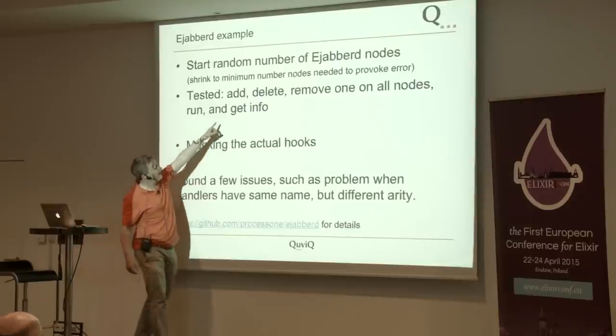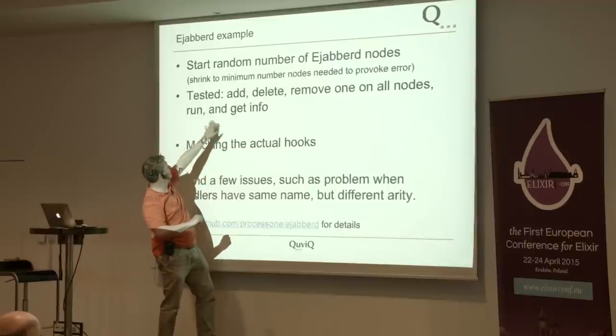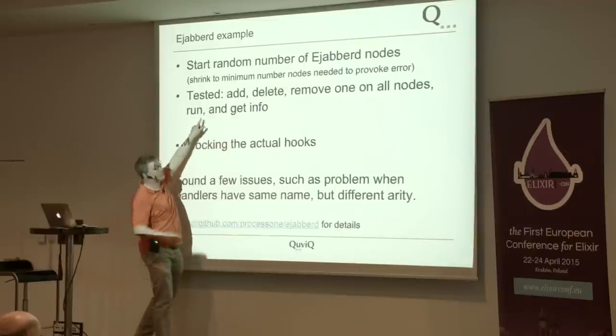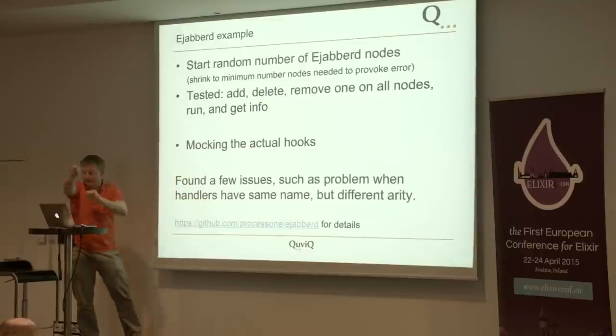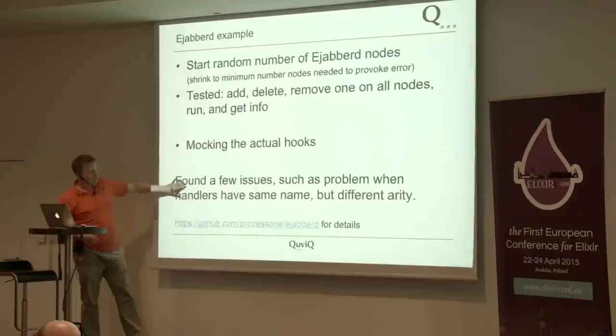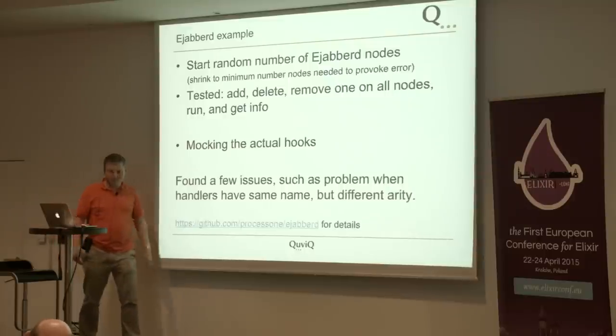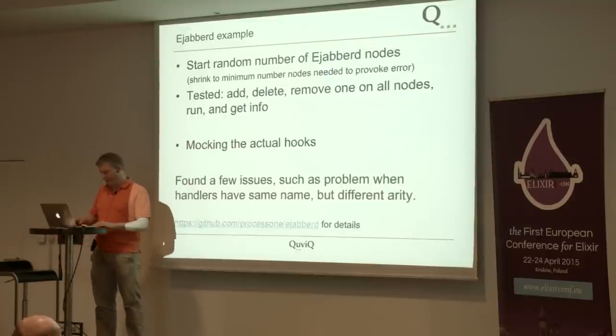And we tested the add, delete, the remove on all the nodes, we remove on one node, and some running and get info. Also running, so we run all the hooks as well to make sure that we actually have the right hook. And we mock the actual hooks with the QuickCheck framework. So we found a few issues, such as problems when handlers have the same name with different arity, things like that. You always find something. And talk to Mikael Lamont from Process One if you want the gory details.